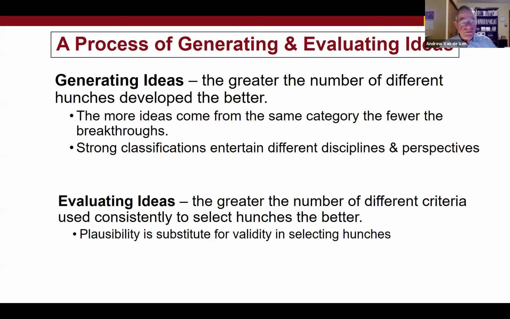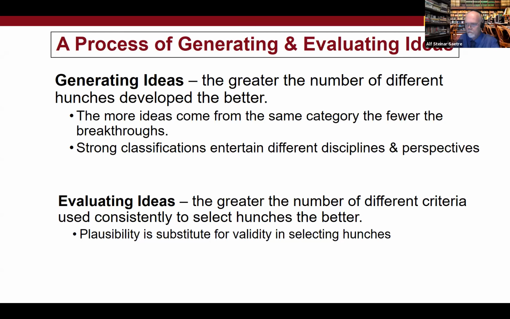Then when it comes to evaluating your ideas or your hunches, the greater the number of different criteria that you use consistently to select hunches, the better. So don't evaluate one hunch because it tastes good, and a second one because it's cheap, and a third one because it's something else. Instead, evaluate your 3 hunches on the same criteria. But notice here, you can't prove anything, because that's down the road when you're developing the theory deductively. All you have is plausibility.